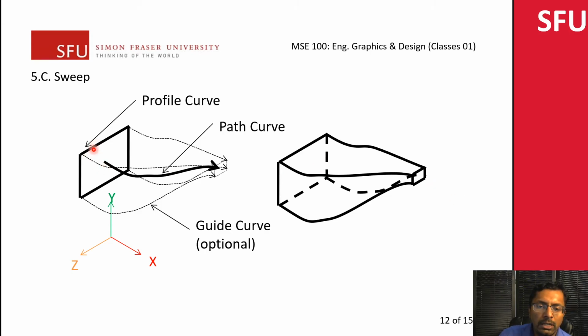The first one is the profile, which is the shape that's actually getting swept. The second curve is the path. It's the curve or the direction in which the profile gets swept. And then finally we have optional guide curves, which allow you to deform and twist the shape if you want. So we would now switch to SolidWorks and see how this actually works.